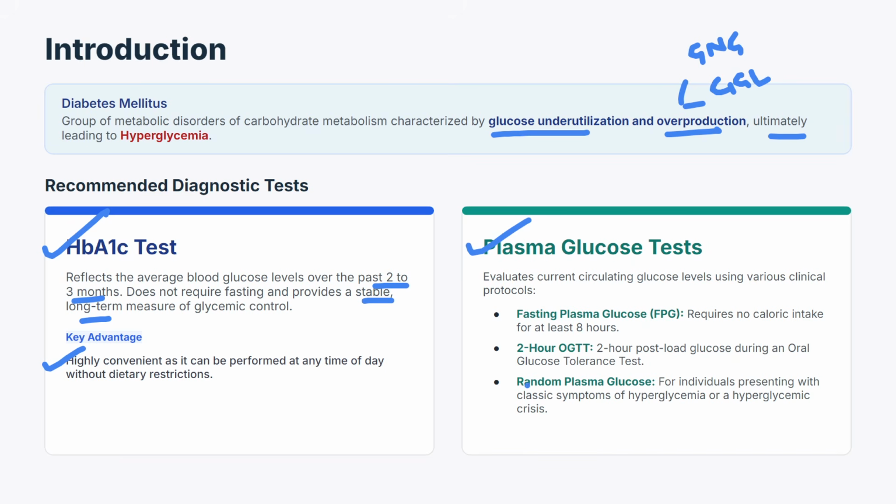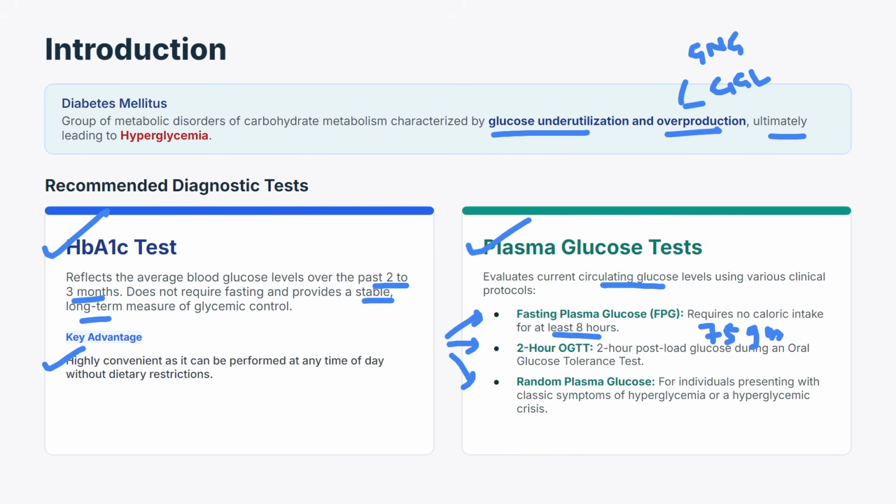Coming on to plasma glucose test, these three types of tests can be used for diagnosis of diabetes. So it basically evaluates the current circulating glucose levels using various protocols. So we can either use fasting plasma glucose after fasting of at least 8 hours, then the 2-hour oral glucose tolerance test, which can be done 2 hours post glucose load using 75 gram of anhydrous glucose.